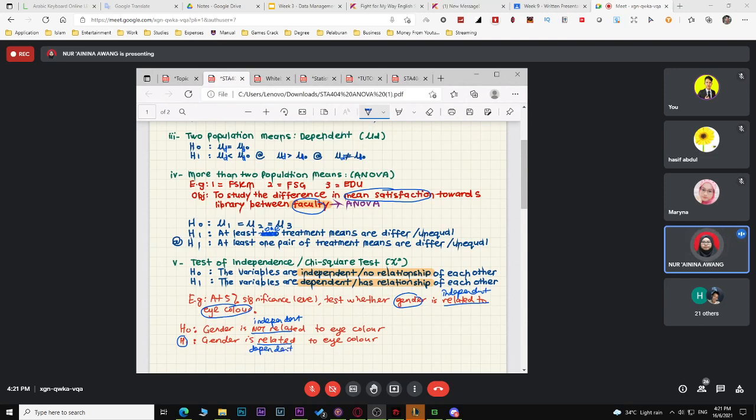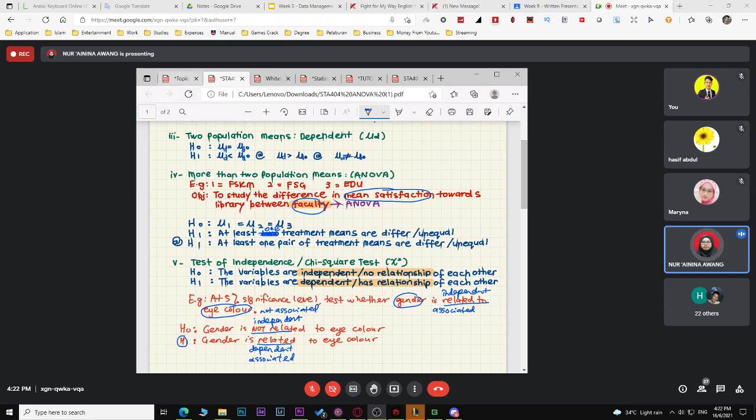If the question asks you, at 5% significance level, test whether gender is associated to eye color, then here we say gender is not associated, and this one will become associated. So follow the question. Don't let the question ask whether gender is related to eye color, and suddenly you write gender is independent to eye color. It doesn't fit, it doesn't answer the question. Okay, so this is how to write your hypothesis for test of independence.